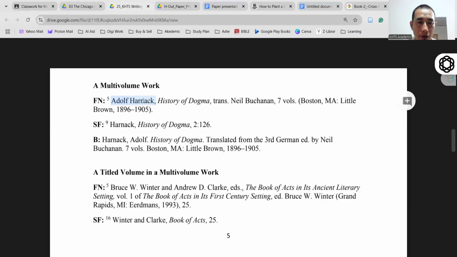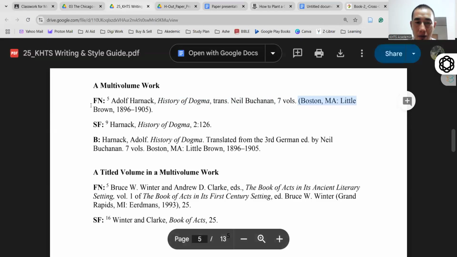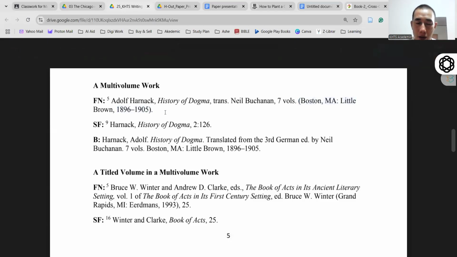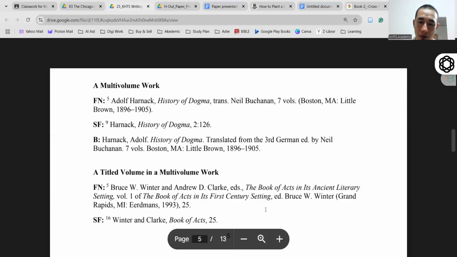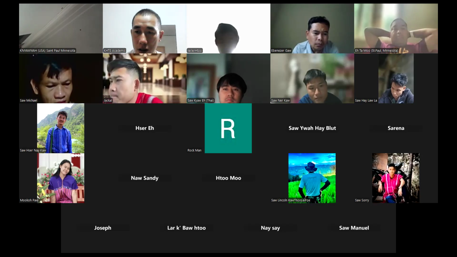Multi-volume work: name of the writer, title of the book, translator name, volume, place of publication and name of the publisher, the year in which that series was published, comma, you can put the page number and then a full stop. Subsequent footnote: only half of the name and book, volume number, colon, page number. That will be the subsequent footnote. Okay, thank you, sir. Any other questions or clarification?